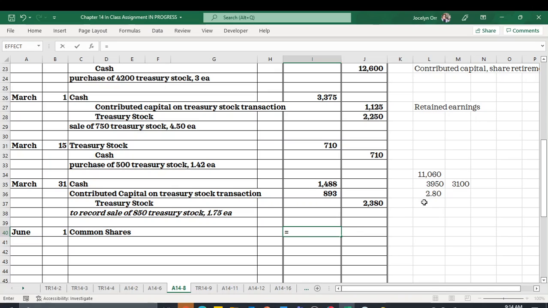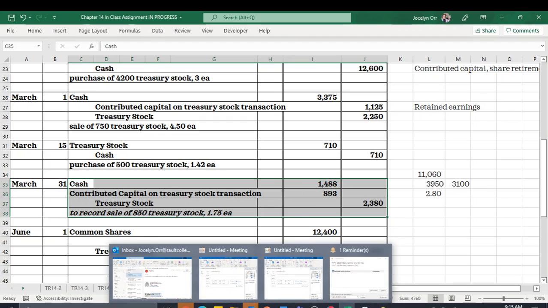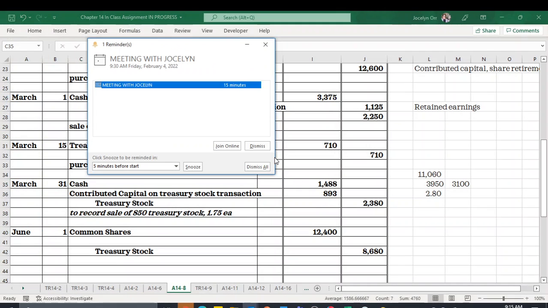And those shares were initially issued at $4 each. So the number of shares we're retiring multiplied by $4 is going to give us an amount of 12,400. Next, we're going to look at the effect on our treasury stock account. Again, we have 3,100 shares that we're going to retire, and the average of those shares is $2.80. This transaction does not affect our average because it is a sale rather than a purchase.